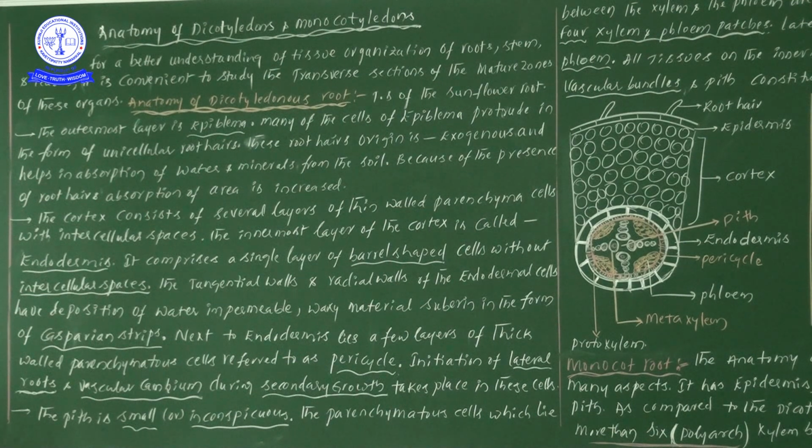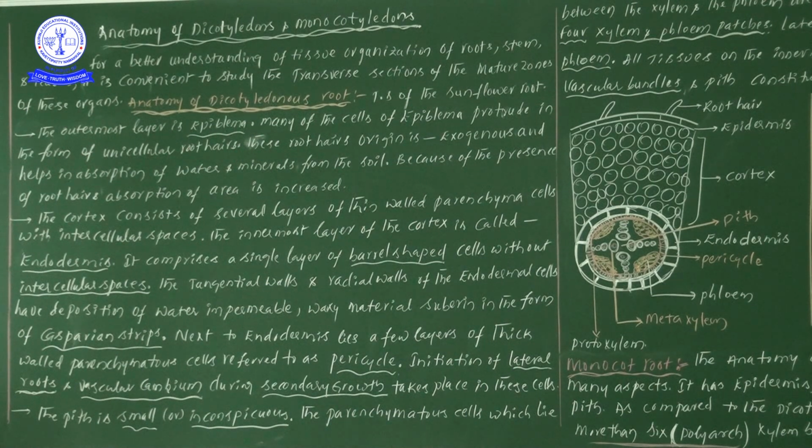Likewise, a few points we have learned now. So likewise here also, up to here we can say. Next one, many of the cells of the epiblema, or what are the cells present in the epidermis, protrude. Protrude means they come out from the epidermal cells and form unicellular root hairs.